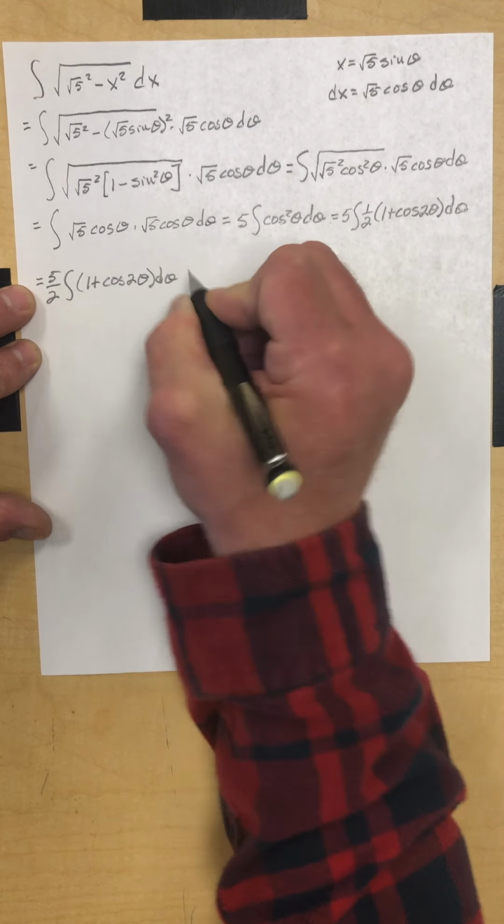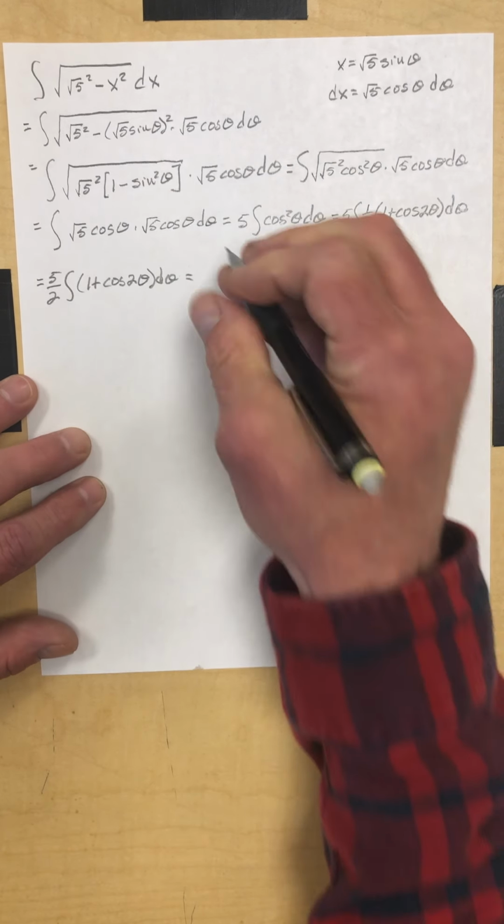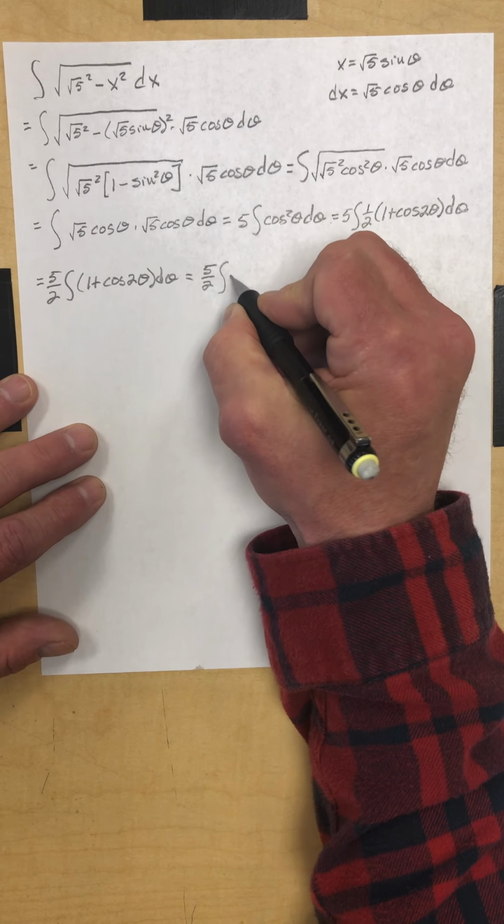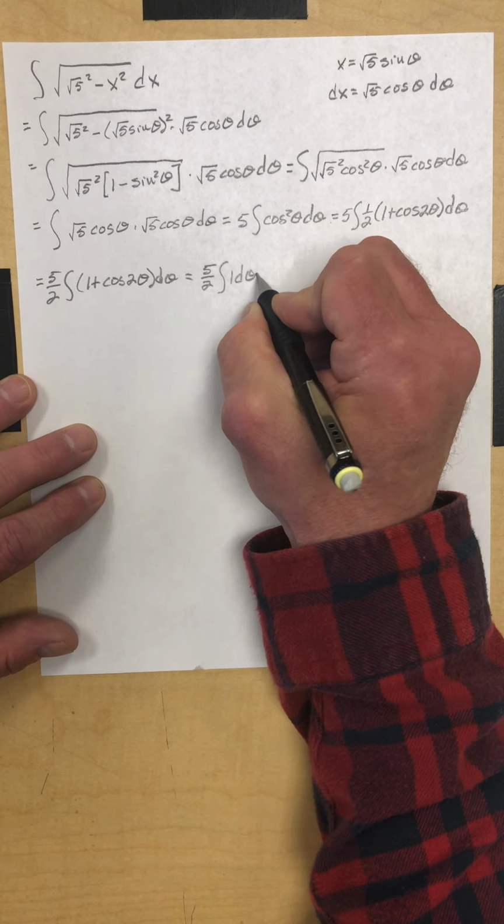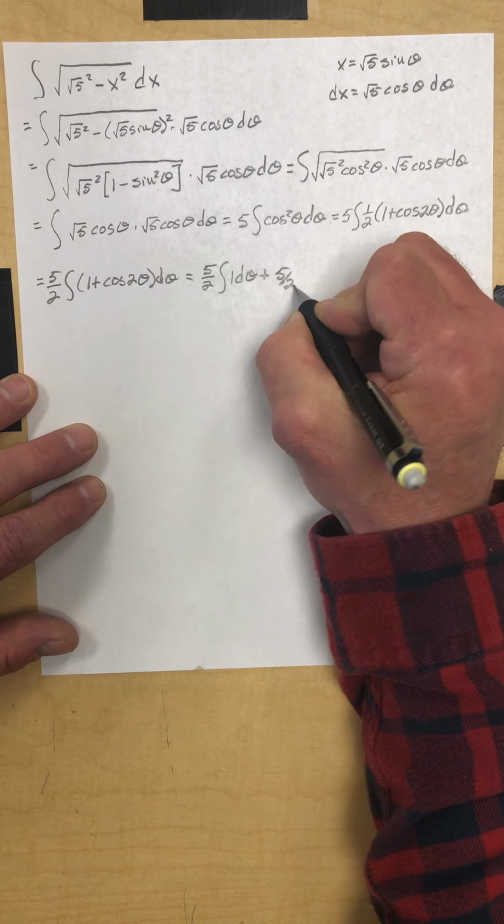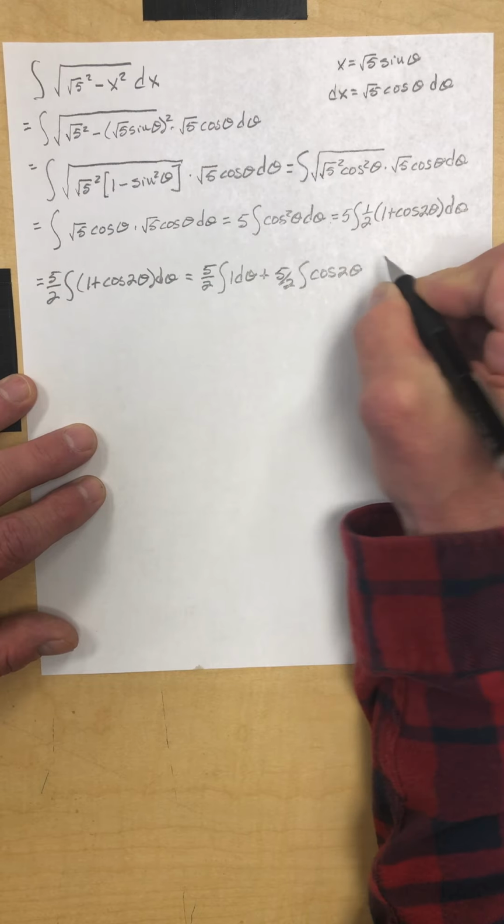Okay, so again, I can split this up into two different integrals. And remember, both of those integrals will have a constant multiplier of 5/2. So I get 5/2 times the integral of 1 d theta plus 5/2 times the integral of cosine 2 theta d theta.